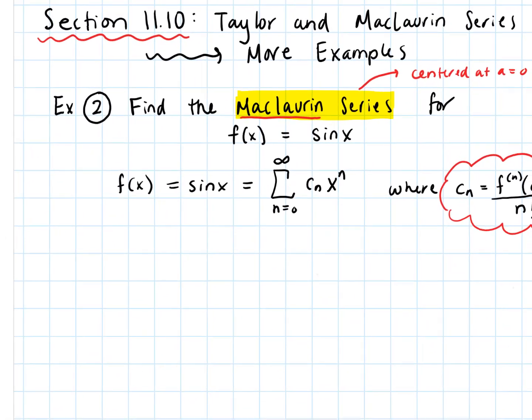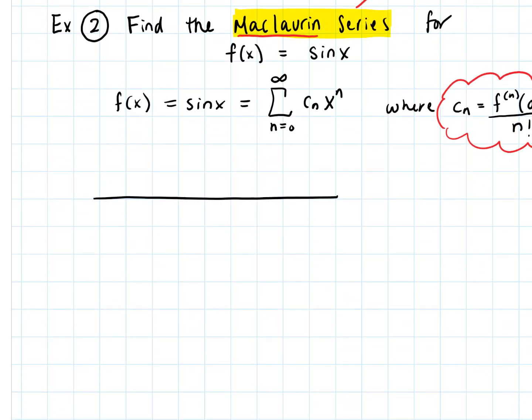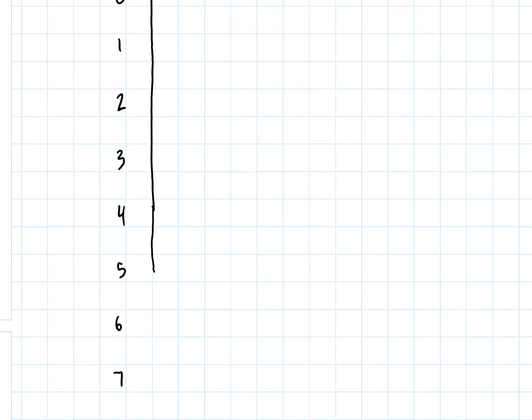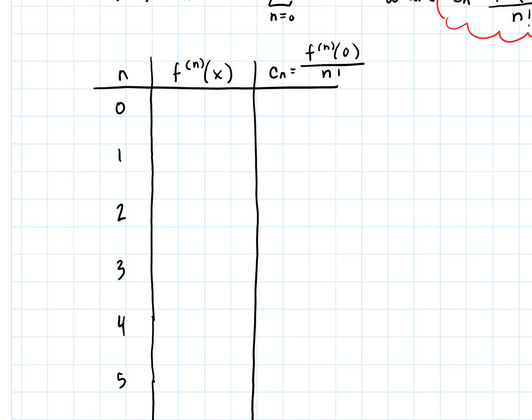So let's do that. And to do that, I'm going to make a table so that we can see the pattern, and I'm actually going to make this table maybe a little longer than some of the other examples so that we can really see what happens here. So let's look at 0, 1, 2, 3, 4, 5, 6, 7, and 8. Might even have to zoom out so we can get it all on one screen. And so we are going to look at the nth derivative of x and then the corresponding coefficient, which is going to be that nth derivative evaluated at 0 and divided by n factorial.